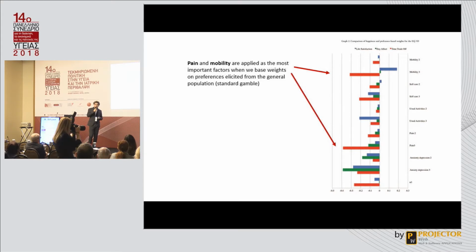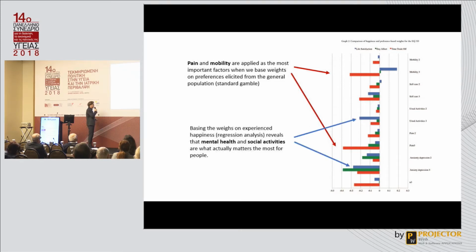So what we do is we build a regression analysis. We ask people how they experience these different factors, and we test how that affects happiness. This is what we call experienced utility or experienced happiness, whereas the first one up here is what we call perceived happiness or perceived utility. So what happens when we build it on people's experiences of what's most important, rather than what they believe is most important? It's completely different results. Basically, when we base our weights on what people experience rather than what they perceive to be important, mental health and usual activities turn out to be the most important factors.